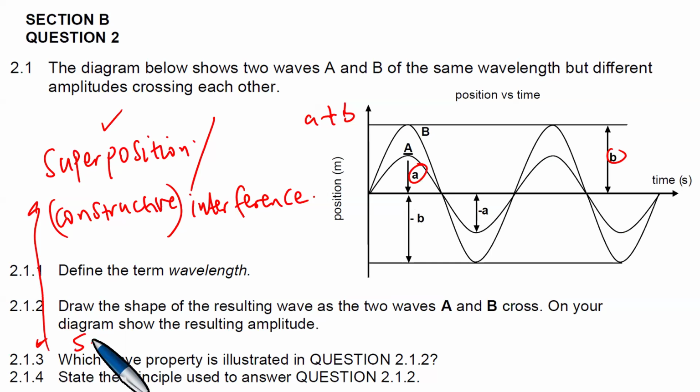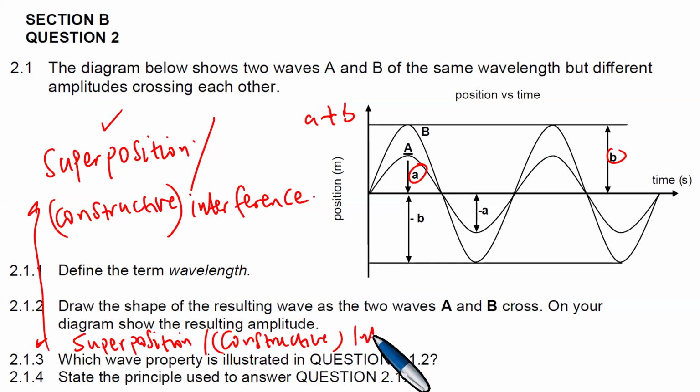So the wave property in 2.1.3 is superposition, and superposition has to do with constructive interference. Why is it constructive interference? Because these two waves are in phase. How do we see that they're in phase? They're in phase because you have crest, crest, trough, trough, crest, crest, trough, trough.